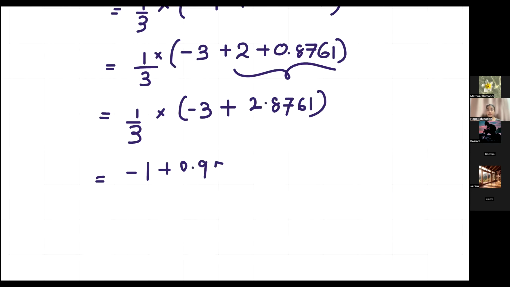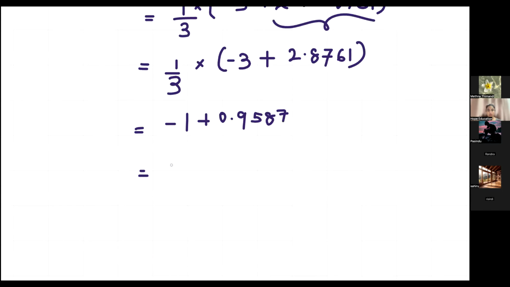0.9587. Now I combine them and write together as bar 1.9587. Up to this point, is it clear?